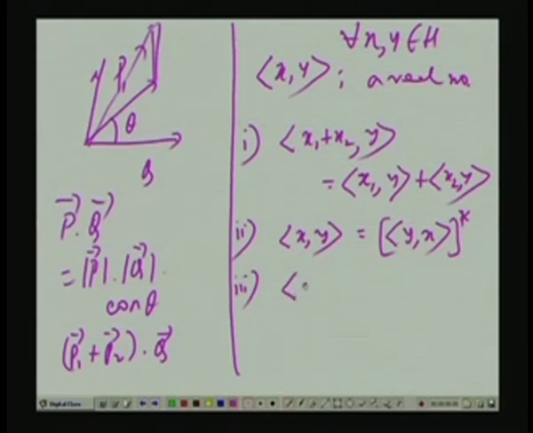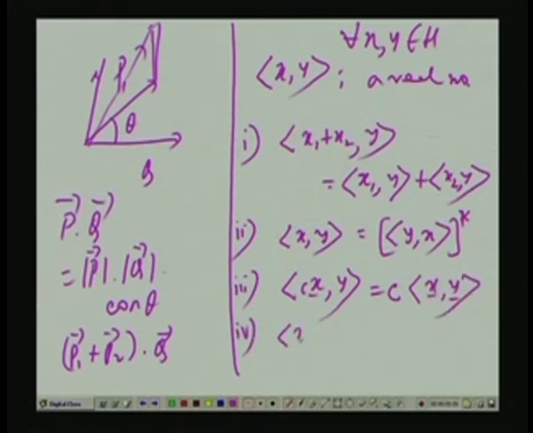if instead of x you have a scalar multiple of x, like instead of p dot q, I have c times p dot q, that should be the same as taking c out. You can take c out, put p dot q within the bracket, carry out this, then multiply this real number by c. The same thing should be valid here also. And the last one is very important.